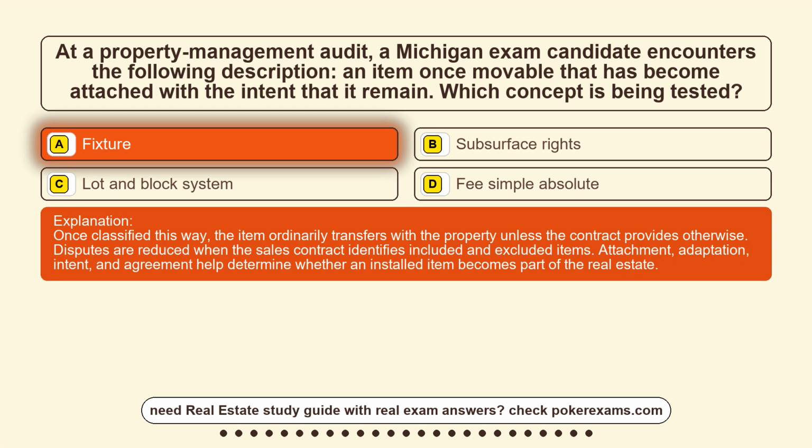Once classified this way, the item ordinarily transfers with the property unless the contract provides otherwise. Disputes are reduced when the sales contract identifies included and excluded items. Attachment, adaptation, intent, and agreement help determine whether an installed item becomes part of the real estate.